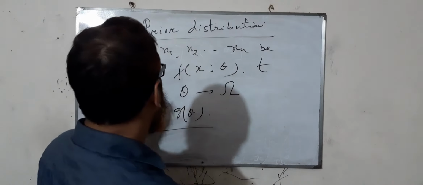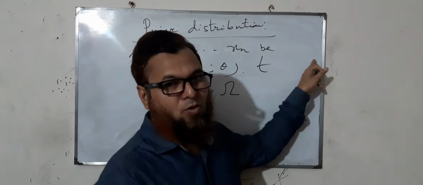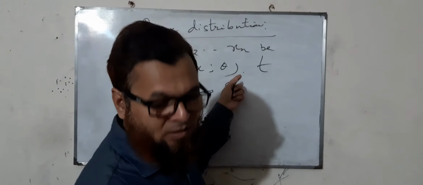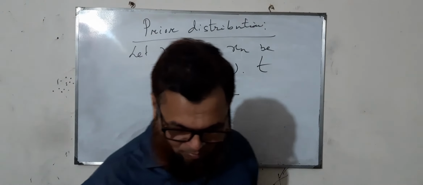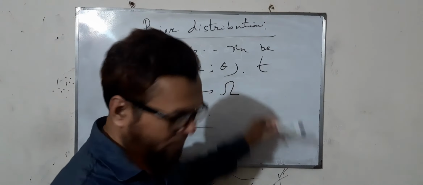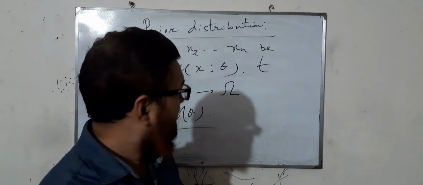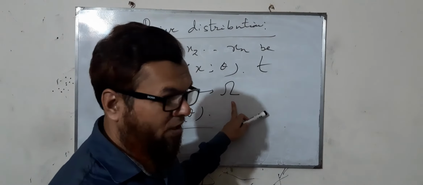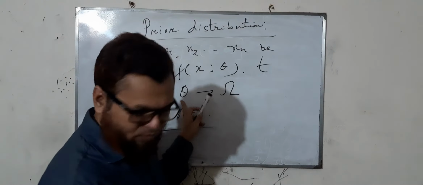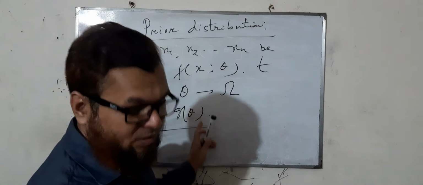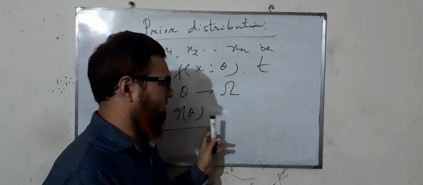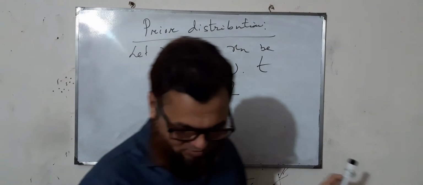Let x1, x2, ..., xn be a random sample of size n from a population having density function f(x, theta), where theta is an unknown parameter. Let t be another estimator of theta, and theta is in a parameter space omega. Then the probability function of theta is known as prior density function of theta. It is denoted by g(theta).